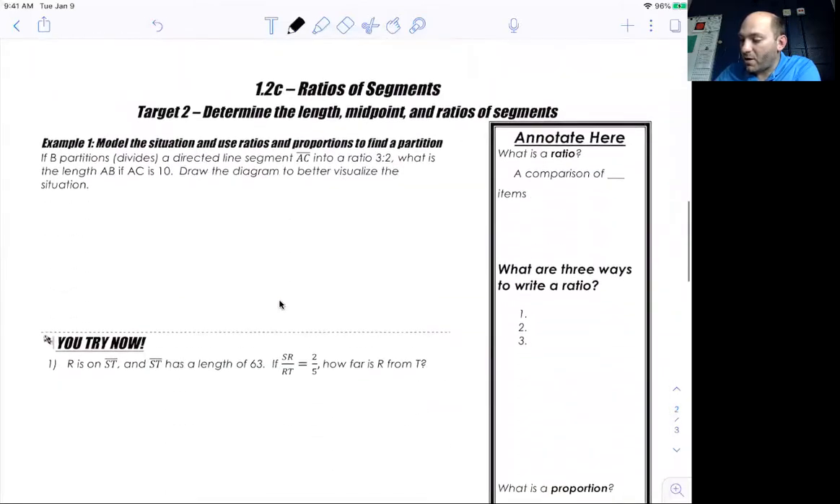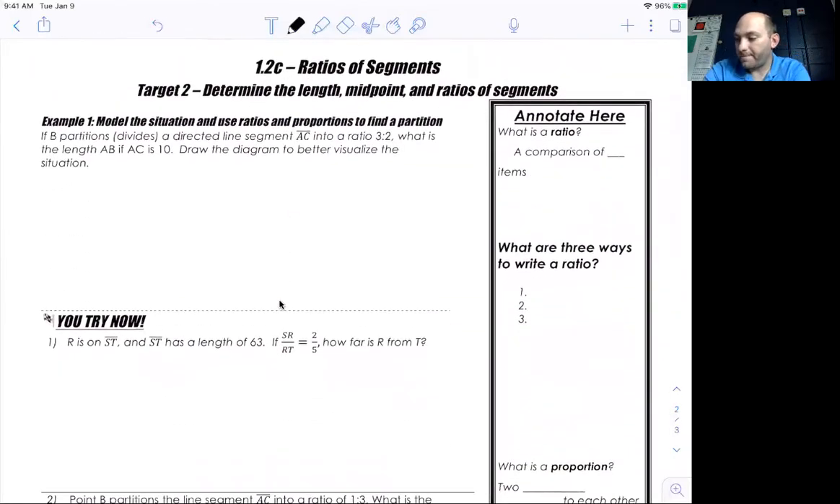Instead, I want to talk about ratios. Ratios is just referring to the fact that we can split. I might not give you full information about how the segments are split up. In each case so far, we said this piece and this piece makes up the whole thing, and we have all that information.